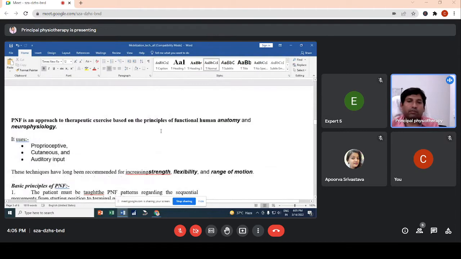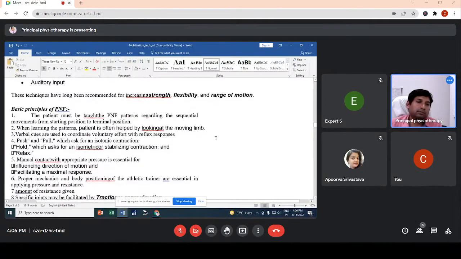It is based on the principle of functional human anatomy and neurophysiology. It uses proprioceptive, cutaneous and auditory input. Techniques have long been recommended for increasing strength, flexibility and range of motion. The basic principle of PNF must be taught. The patient must be taught the PNF patterns regarding the sequential movement from starting position to the terminal position.